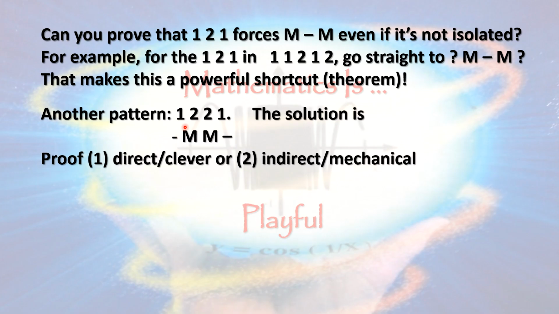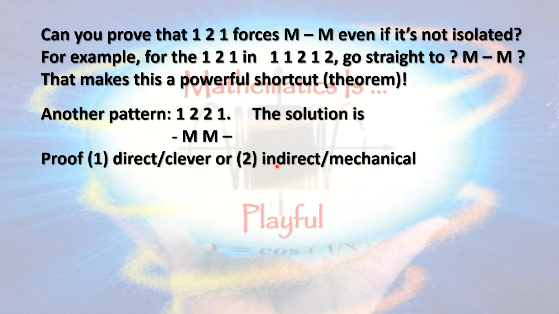Another one that shows up frequently is 1, 2, 2, 1. Now the solution is blank, mine, mine, blank. The mines are in the middle. The proof can either be direct or indirect, as above. Direct and indirect are basic types of proof techniques that you learn in an Introduction to Proofs course, usually taken by math or computer science majors, but invaluable for prospective law students and others as well.